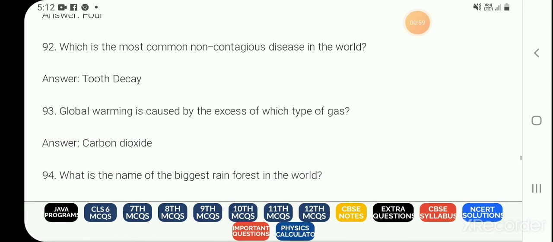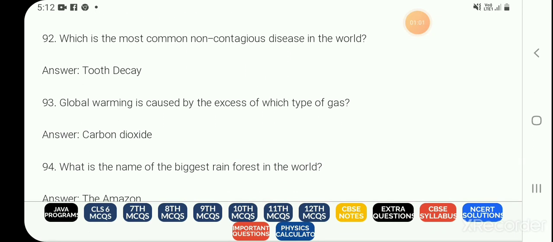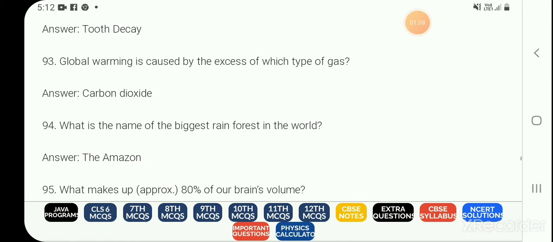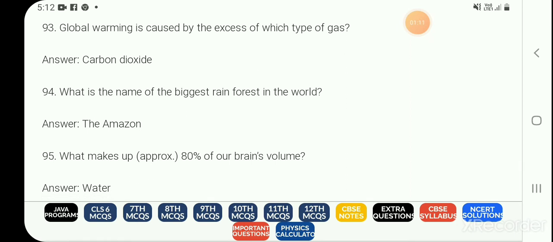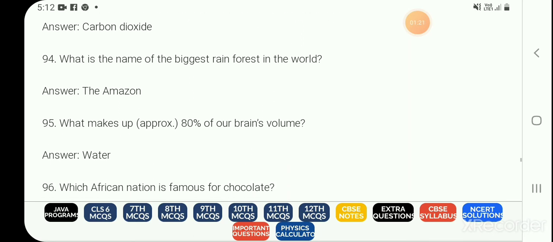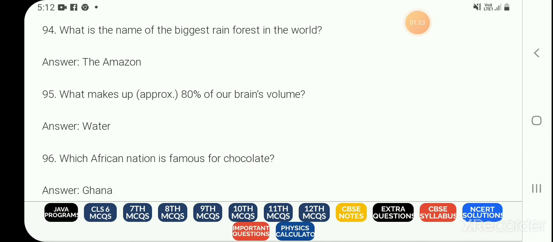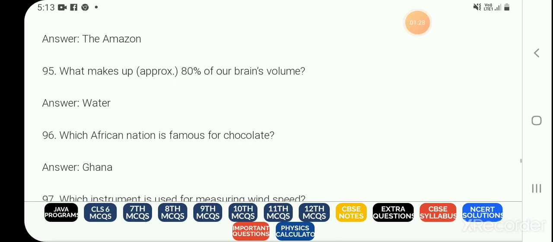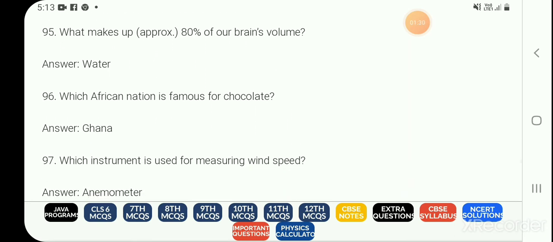Which is the most common non-contagious disease in the world? Tooth decay. This is the common non-contagious disease in the world. Global warming is caused by the excess of which type of gas? Carbon dioxide. What is the name of the biggest rainforest in the world? The Amazon rainforest.